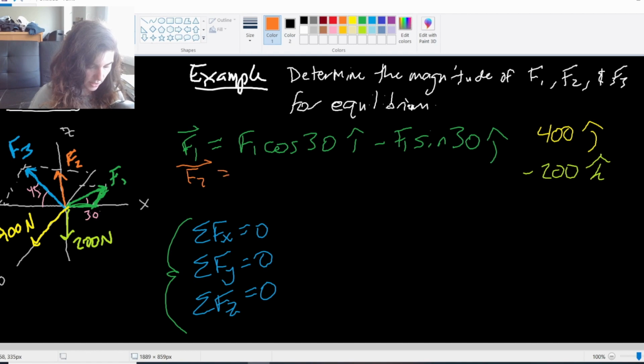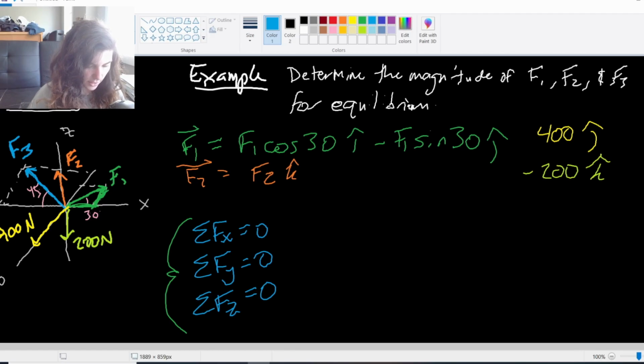F2 is entirely in the positive z direction, so it's just going to be F2 k hat. No angles, no nothing, it's just entirely in the z direction.